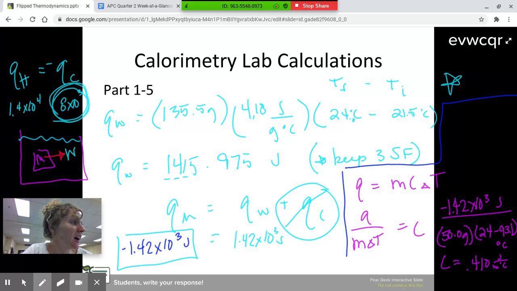Okay, we are at the end of our class, but here's what I want you to do. A, you can now go look up what metal this is. You literally can go find a chart of specific heats of metals, and you can figure out what our metal was, which is pretty cool, I think.